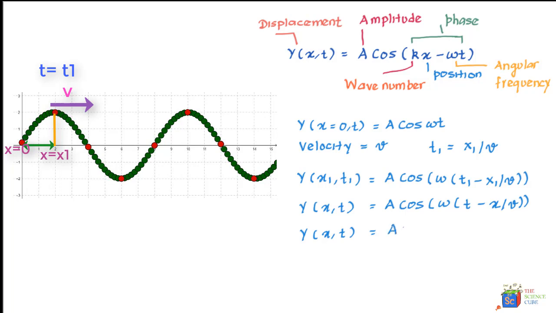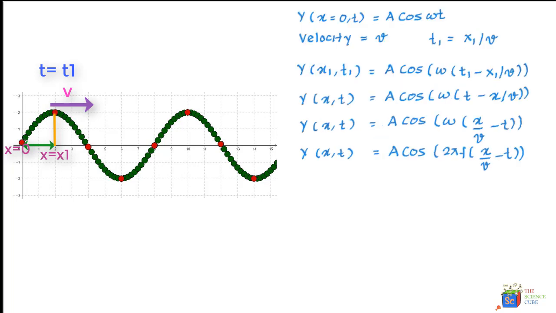First of all, y(x,t) is equal to a cos omega (x upon v minus t). So what we've done is take x upon v first and then t, and we know that cos of any minus quantity is the same as cos of that quantity. And we can simplify this further by writing omega as 2 pi f. So we get y at any position x and time t is equal to a cos 2 pi f (x upon v minus t). Next, we'll take the f term inside and rewrite this equation as y is equal to a cos 2 pi (fx upon v minus ft).